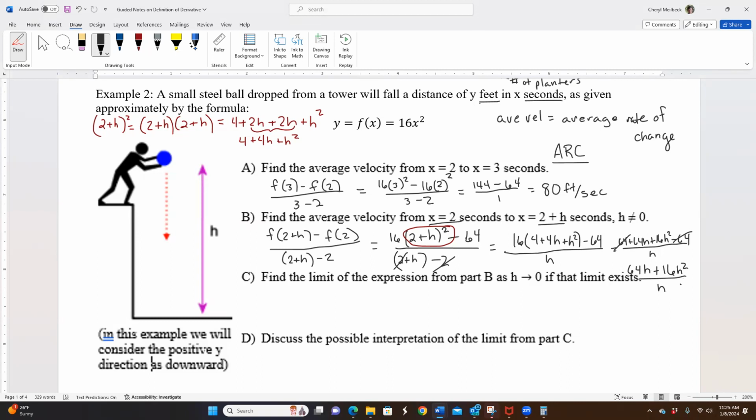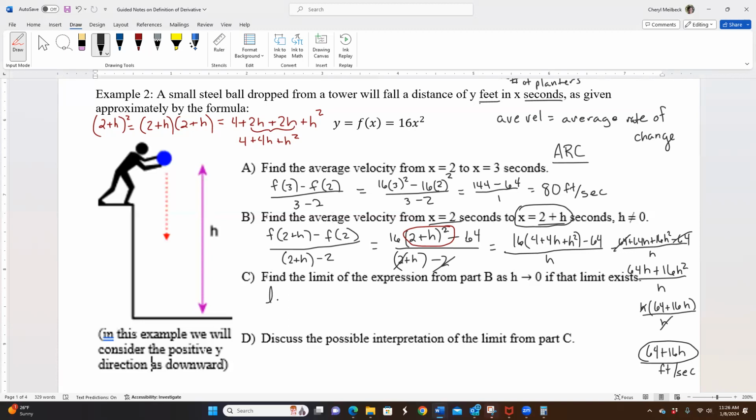We can take this one more step because both of these terms have an h in them, which can be factored out, leaving us with h times 64 plus 16h over h, and those h's can be canceled. So the average velocity from 2 to 2 plus h is going to be 64 plus 16h, and that would be in feet per second. Now, we know that that answer has a variable in it, but it has a variable in it because they're not being specific about the second that they're talking about. Going from 2 seconds to 2 plus h seconds, that average velocity will be 64 plus 16h feet per second.